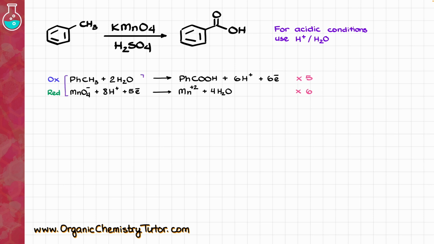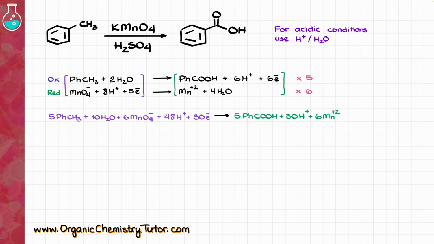by taking my reactants on each side and multiplying them by the corresponding numbers and putting them together on the reactant side. So I have 5 toluene molecules plus 10 H2Os plus 6 permanganates plus 48 protons and 30 electrons. Likewise, looking at my product side, I'm going to end up with 5 equivalents of the benzoic acid plus 30 protons plus 6 manganese ions, 24 water molecules, and finally we have 30 electrons on this end as well.